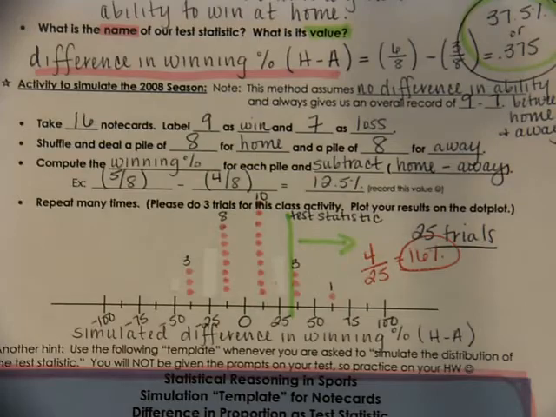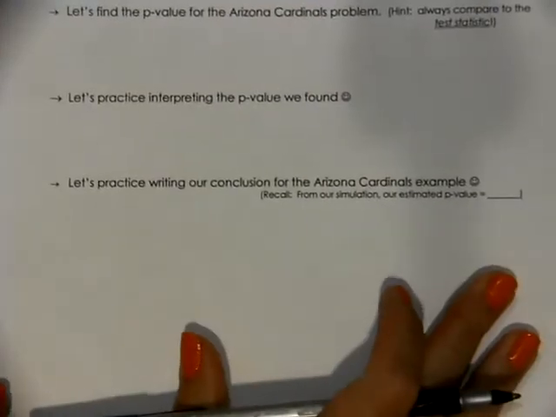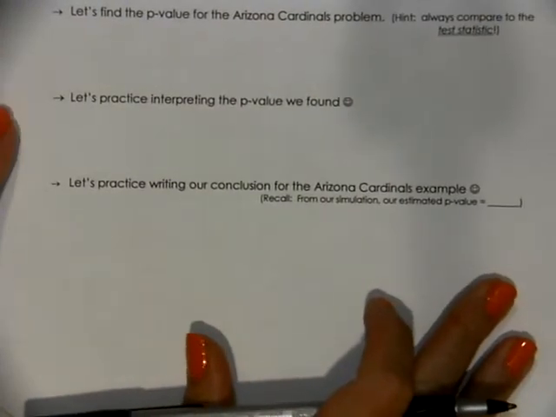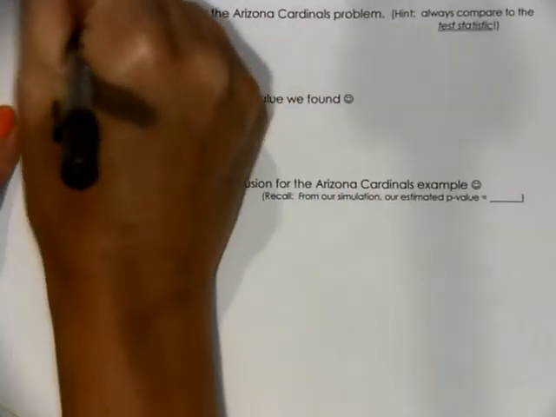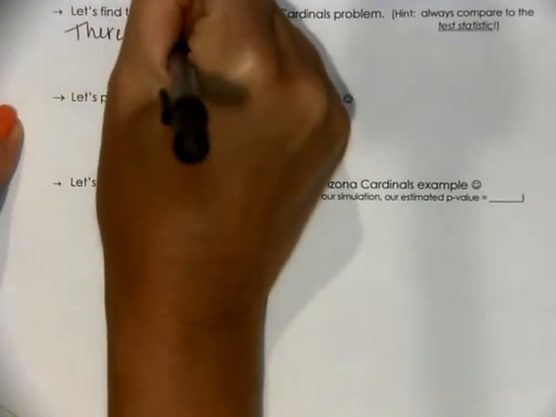So it says, interpret the p-value. And you're going to want to use your dot plot to help you. So there is a 16% chance. So how likely is this to happen by random chance? Well, there is a 16% chance.